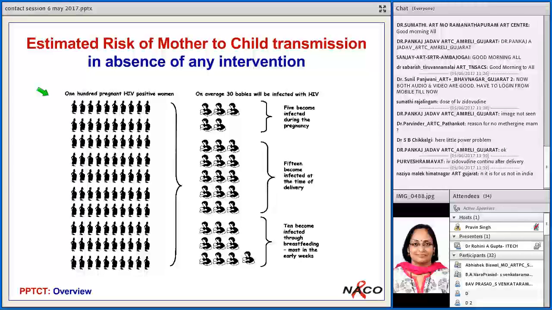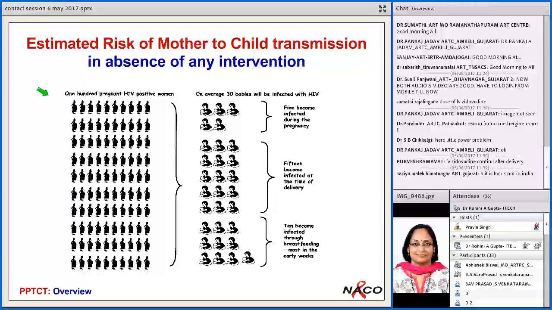That is, if no intervention is taken or nothing is done in these 100 HIV positive mothers and they deliver 100 babies, the important thing to note is that this total comes to 30. That means 70 babies will not get infected. Of the 30 babies who have a risk of getting infected, 5 are during pregnancy, 15 during delivery, and 10 during breastfeeding. So the highest risk is during labor and delivery.